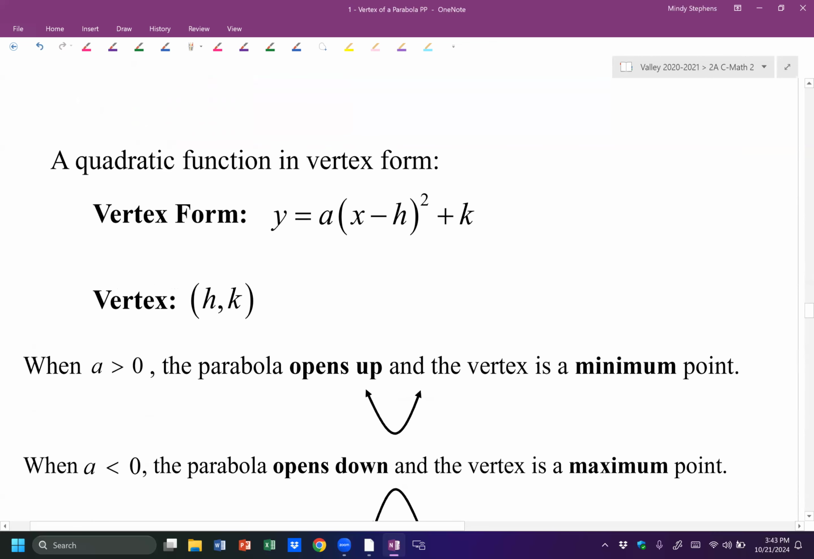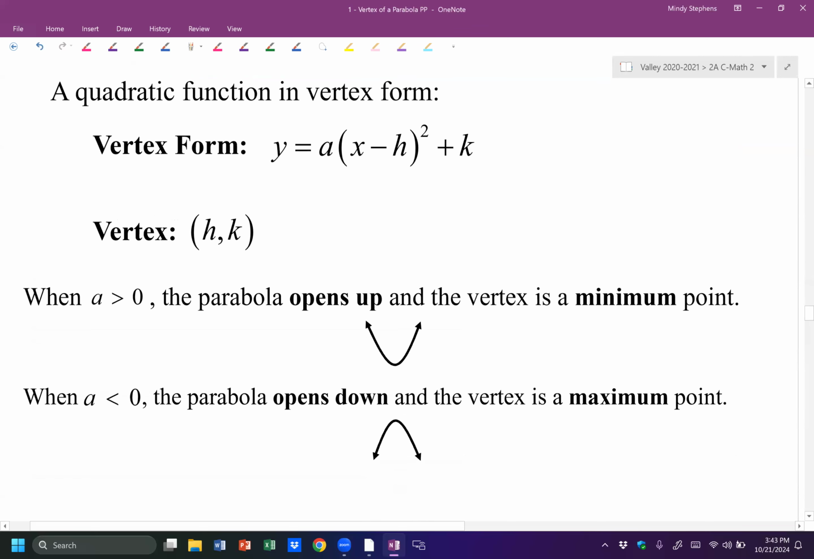So when you have a quadratic equation or a parabola equation in vertex form, that's what we're going to be using here. This is vertex form. This is what it looks like. The A, the H, and the K are going to be numbers. The X and Y stay X and Y. But there's going to be a number where the A is, the H, and the K.